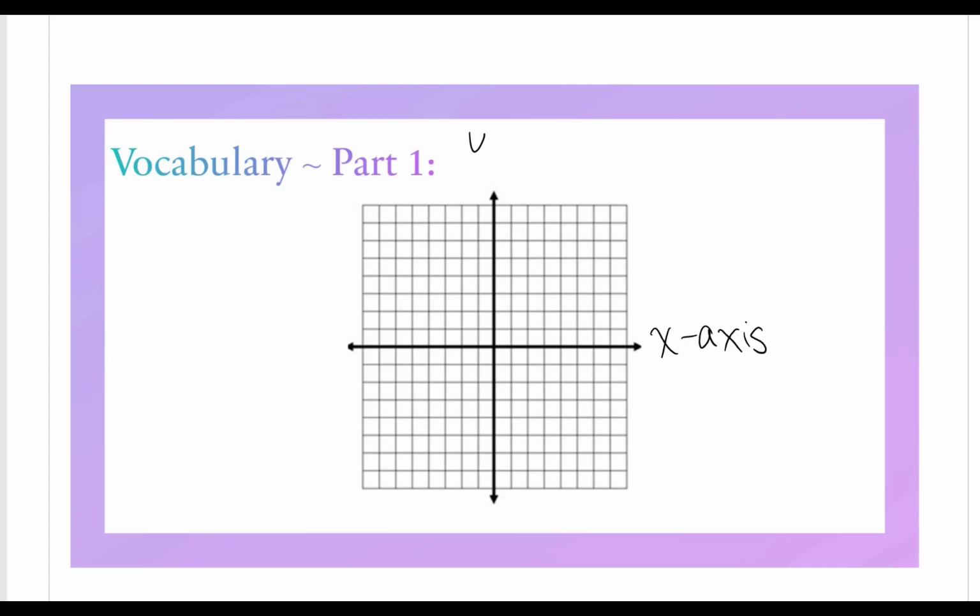This is the y-axis. Okay, positive y is up, negative y is down. Positive x is to the right, negative x is to the left. So positivo y está arriba, negativo y está abajo, positivo x está a derecha y negativo x está a izquierda.